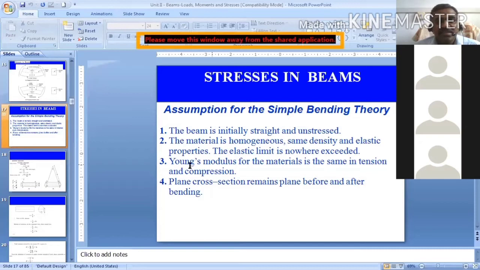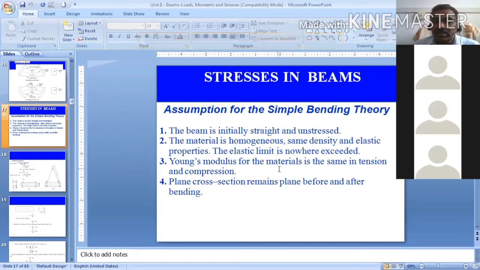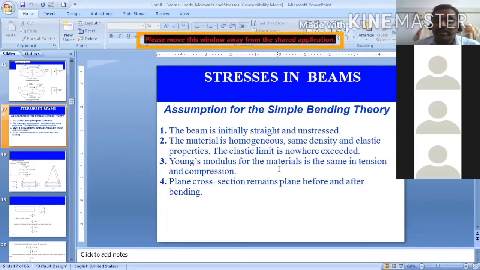Another thing is, Young's modulus for the material is the same in tension and compression. What is Young's modulus? Stress by strain. Either you can take tensile stress by tensile strain or compressive stress by compressive strain. Here in this problem, one portion is subjected to compression and another portion to tension. In such cases, you could get two Young's moduli: compressive stress by compressive strain, and tensile stress by tensile strain. Both compressive and tensile, the Young's modulus is the same.